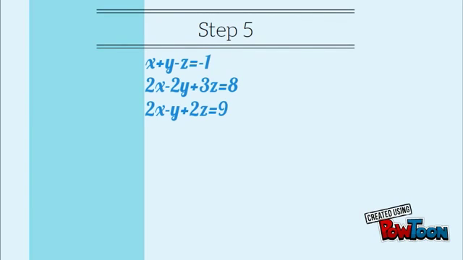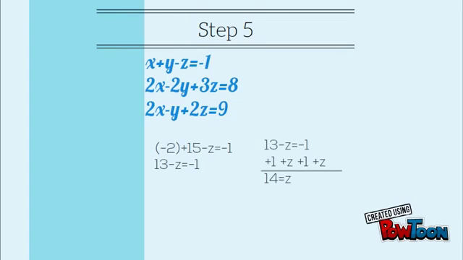For this step, you'll be finding the last variable. And to do this, you would substitute the two variables that you already found into any of the three equations. I substituted the negative 2 and the 15 into the x plus y minus z equals negative 1 equation. And after simplifying, I got 14 equals z for my last variable.